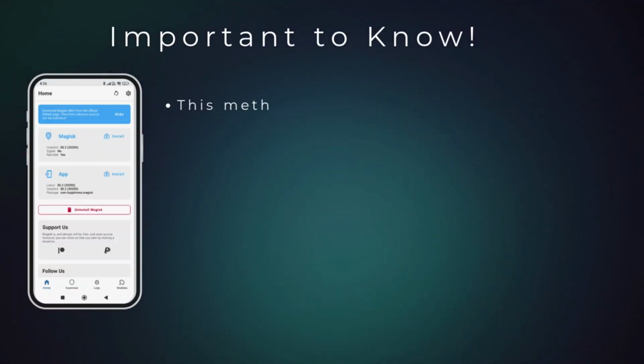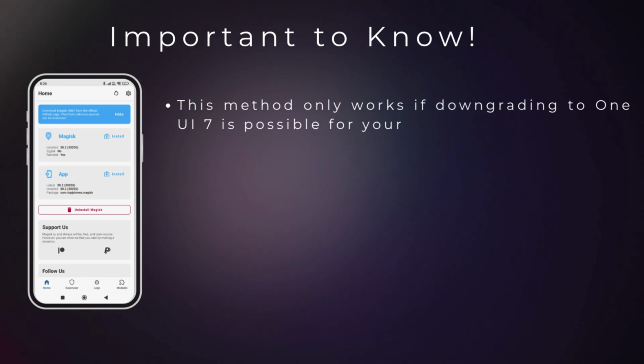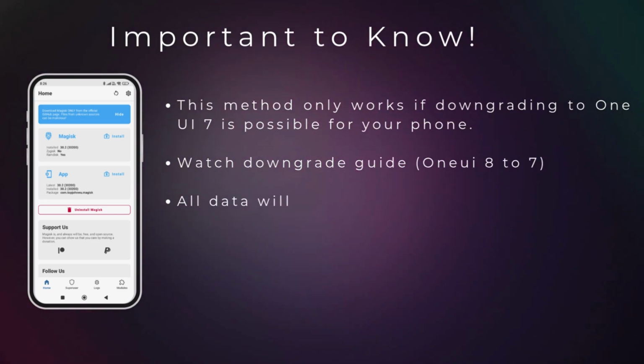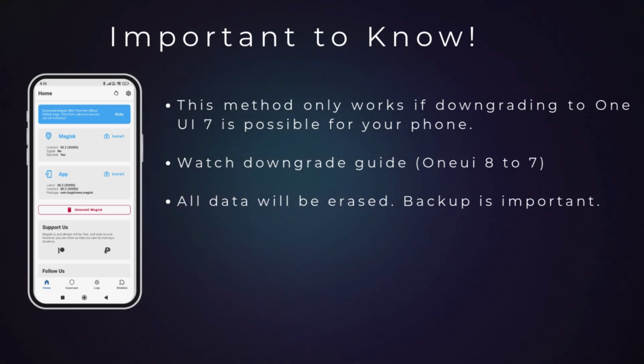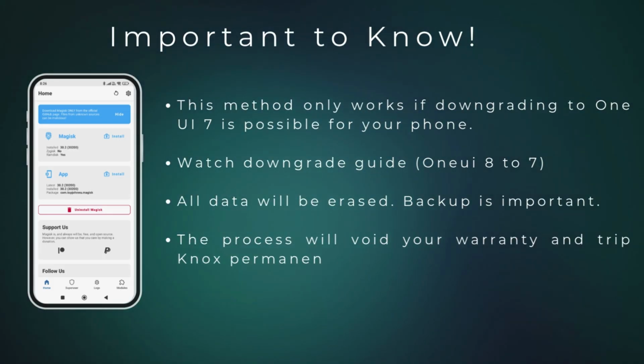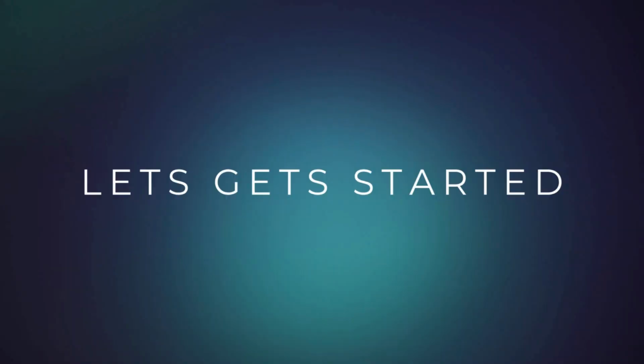Before we jump in, a quick disclaimer. This technique only works if your specific model can be downgraded to One UI 6 or 7. Additionally, this procedure will completely erase everything on your phone, invalidate your warranty, and permanently trip Knox. And if your goal is to root One UI 8, you can skip this video and follow the dedicated rooting tutorial instead. Alright guys, enough intro. Now let's dive right in.